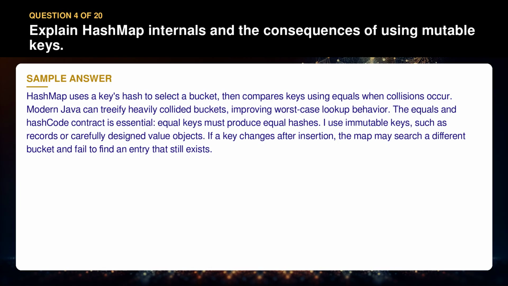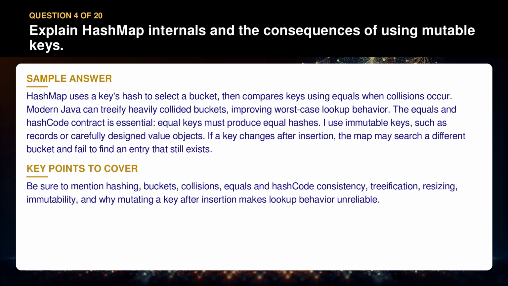If a key changes after insertion, the map may search a different bucket and fail to find an entry that still exists. Be sure to mention hashing, buckets, collisions, equals and hashCode consistency, treeification, resizing, immutability, and why mutating a key after insertion makes lookup behavior unreliable.